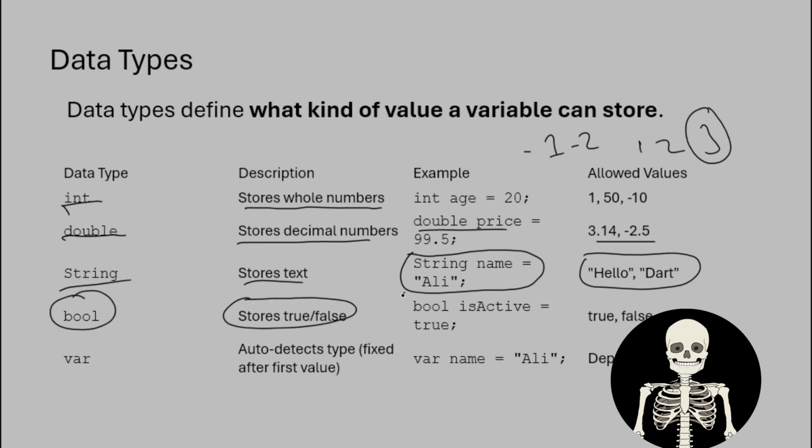What is bool? Bool is true and false. For example, bool isActive = true. It's a kind of variable which stores only a true or false value. It's either true or it's false.